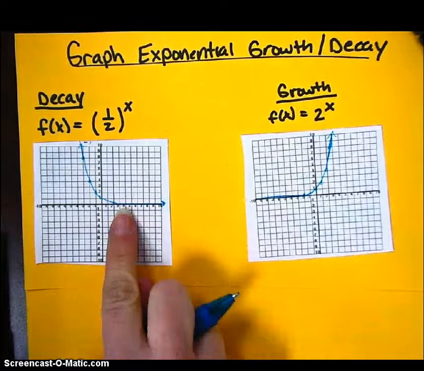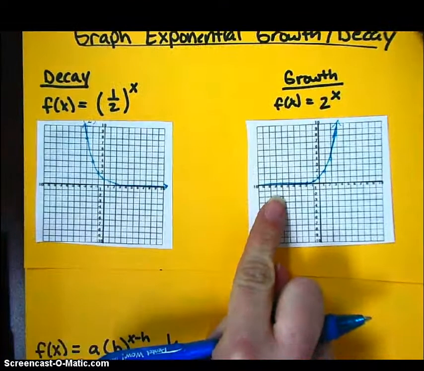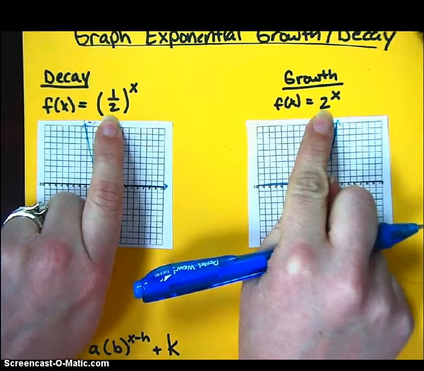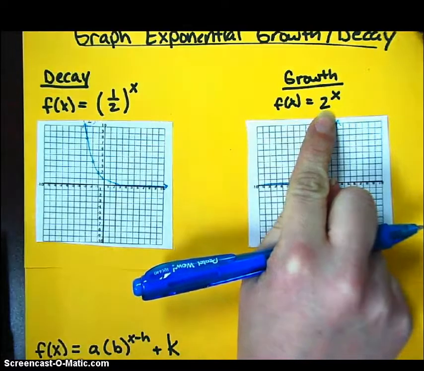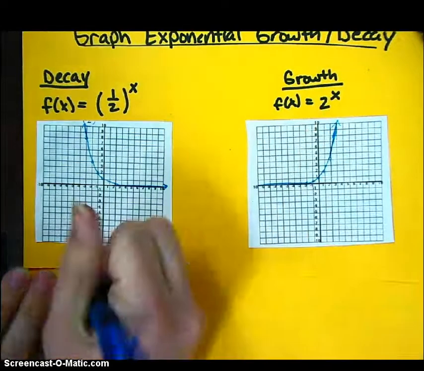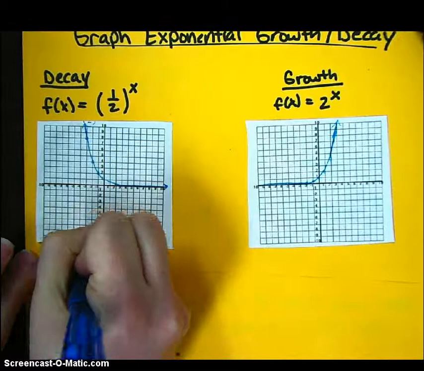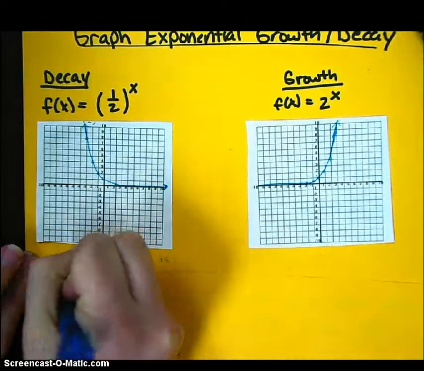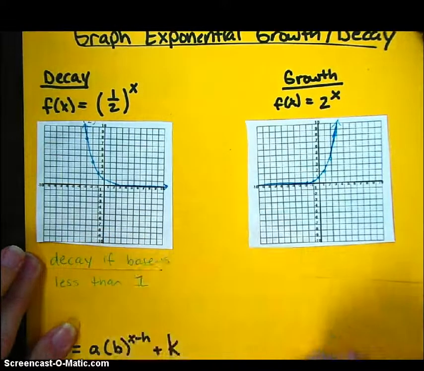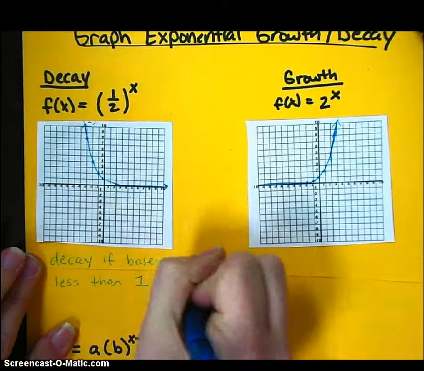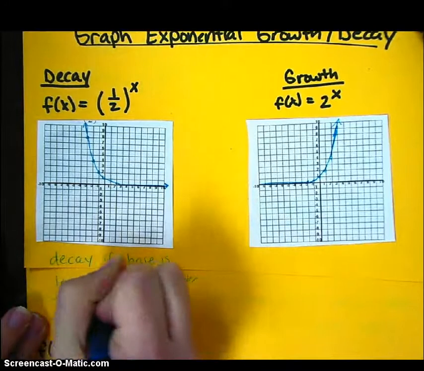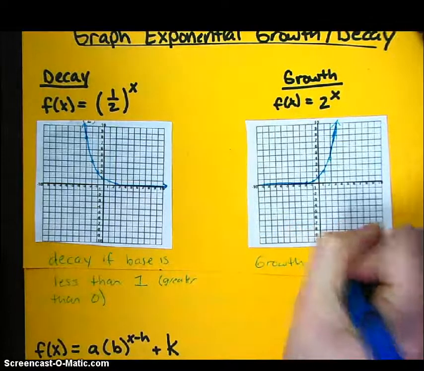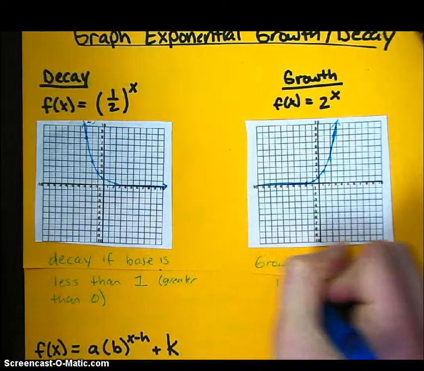So here we have decay, here we have growth. If you look at your equations, you're going to know whether or not it's growth or decay. If you look at the difference between 1/2 and 2, 1/2 is less than 1, 2 is greater than 1. That's how you know whether or not something is growth or decay. So it's going to be decay if the base is less than 1, but greater than 0. So it's between 0 and 1. It will be growth if the base is greater than 1.